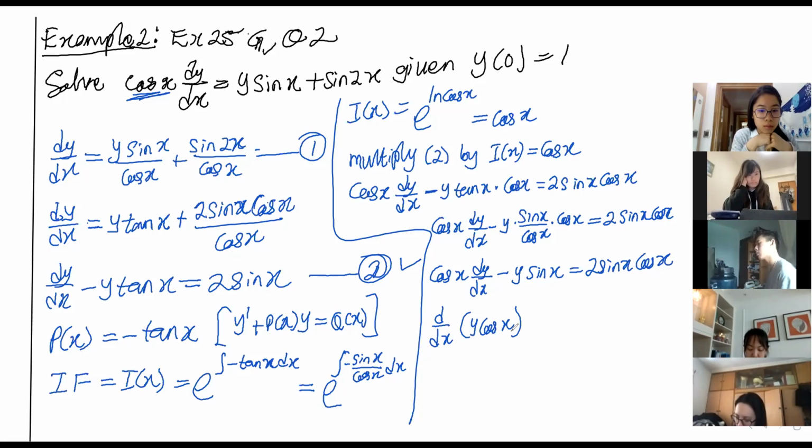But let's check. Derivative of y cos x: keep cos x constant and differentiate y, you get the first one. Then keep y constant and differentiate cos x, you get minus sine. That's the second one. That's it. That's the reason I simplified and I didn't leave it here, just so you see it. It will be equal to what, Karen?